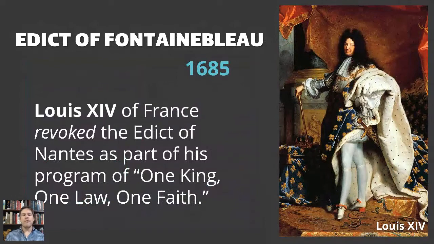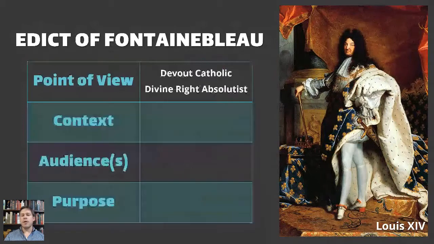And so Louis XIV of France revoked the Edict of Nantes, and of course, this was part of his program of one king, one law, one faith. And so the point of view here is that Louis, unlike his grandfather, who converted to Catholicism as a politique, thinking, okay, this is better for the country, Louis was a devout Catholic. He truly believed that the Catholic religion was the correct faith. All right. And also he's a divine right absolutist.